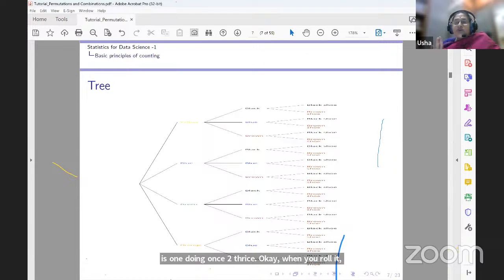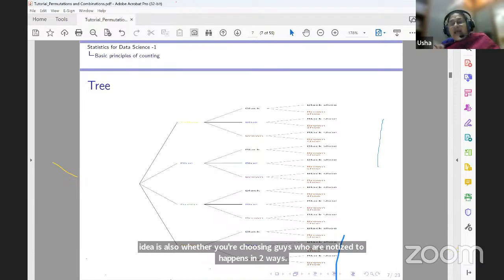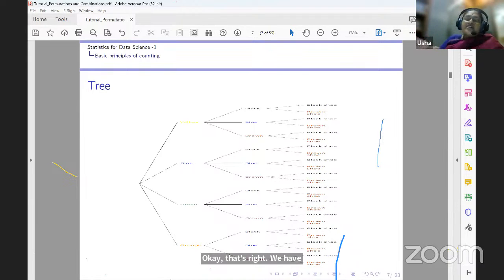Okay. So here it is dice 1 or dice 2, but the idea is also whether you're choosing dice 1 or dice 2 happens in 2 ways. Okay, that's why we have it. Dice 1 and dice 2, it is simultaneously rolling 2 dice.